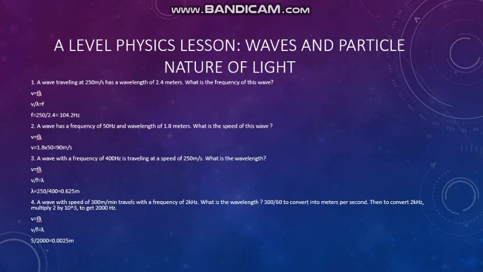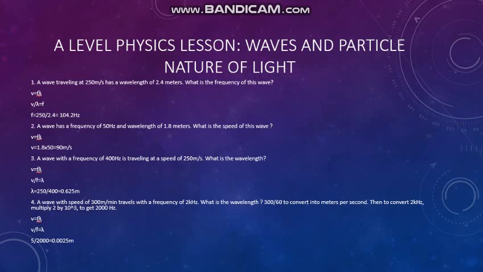So, here's question number 1, which says that a wave traveling at 250 meters per second has a wavelength of 2.4 meters. What is the frequency of this wave? First of all, we use our formula v equals f lambda. It's asking for frequency, so we divide both sides of the equation by lambda, so we end up with v over lambda equals frequency. So our frequency is 250 divided by 2.4, which is 104.2 hertz.